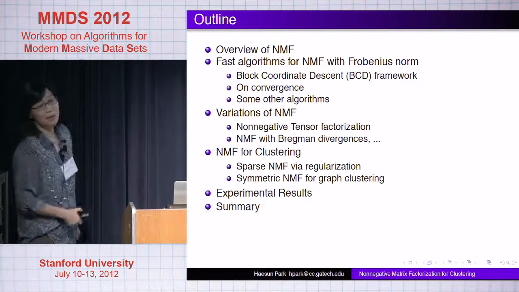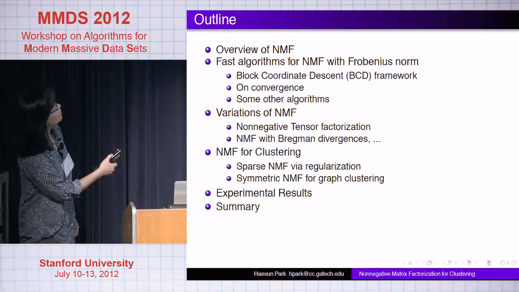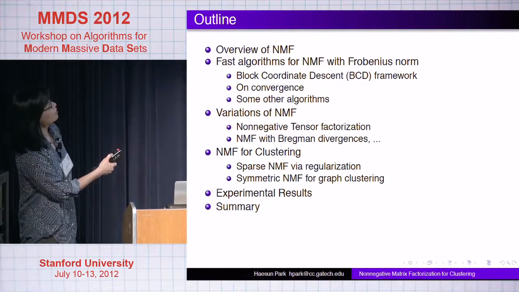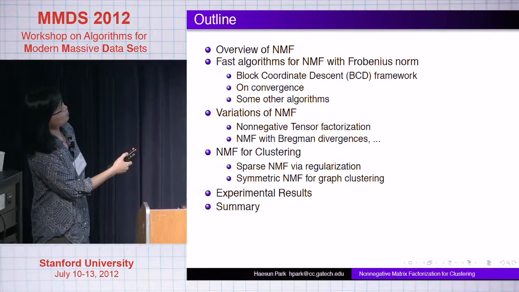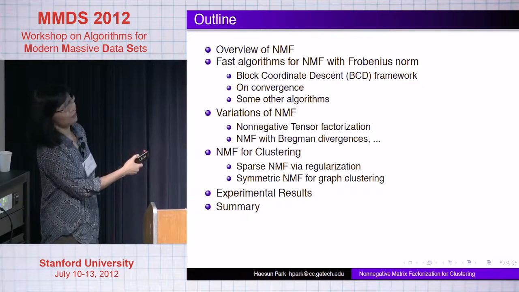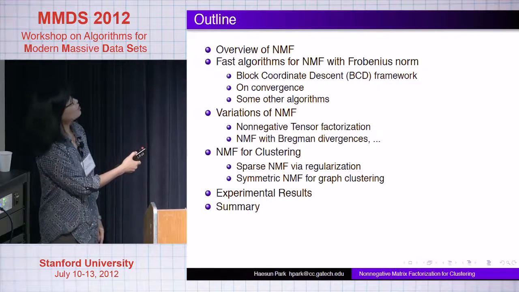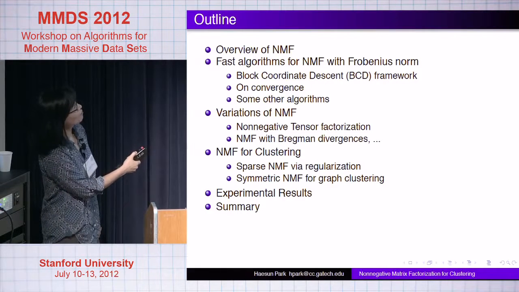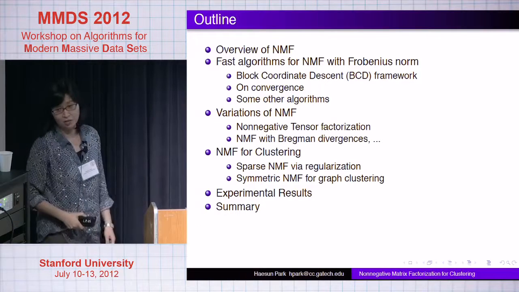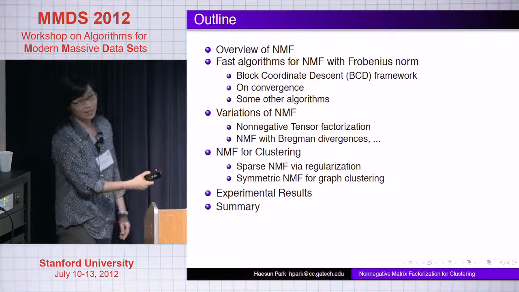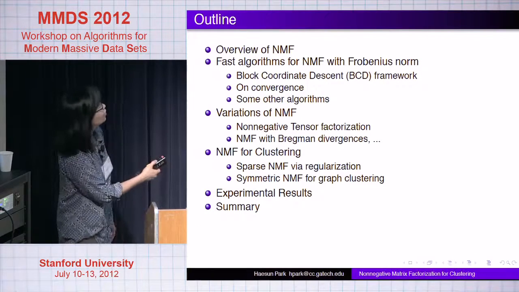And then I will show you some other algorithms, and some variations of non-negative matrix factorization. Here I will focus on NMF formulated using the Frobenius norm. And tomorrow during the poster session, we have fast NMF using Bregman divergences. That's joint work with my student Liang Dali, who is here too.